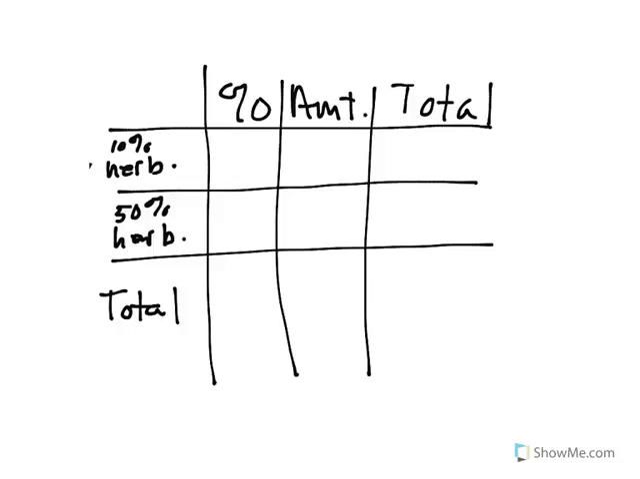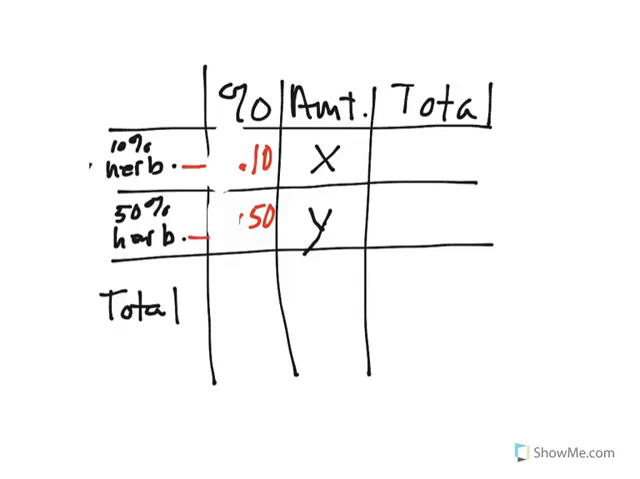Now our percents we must list as decimals. Our 10% herbicide, we know the percent is 0.10. 50% herbicide is 0.50. We don't know the amount of our herbicides. We don't know how many gallons of each. So we're going to call one the 10% x and the 50% y.